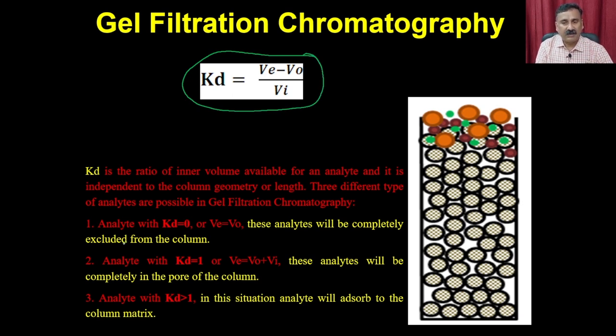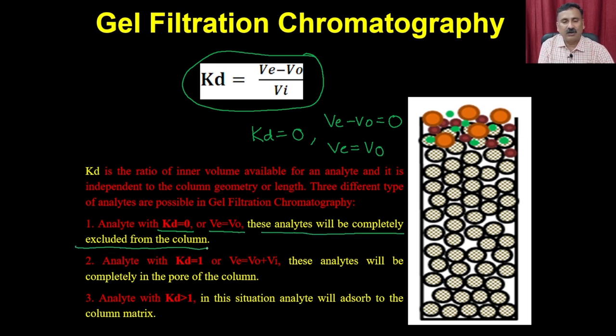Depending on the distribution coefficient, the analytes could be of three types. Either you can have KD equal to zero. If KD is equal to zero, which means VE minus VO is also going to be zero, this means VE is equal to VO, and these analytes will be completely excluded from the column.